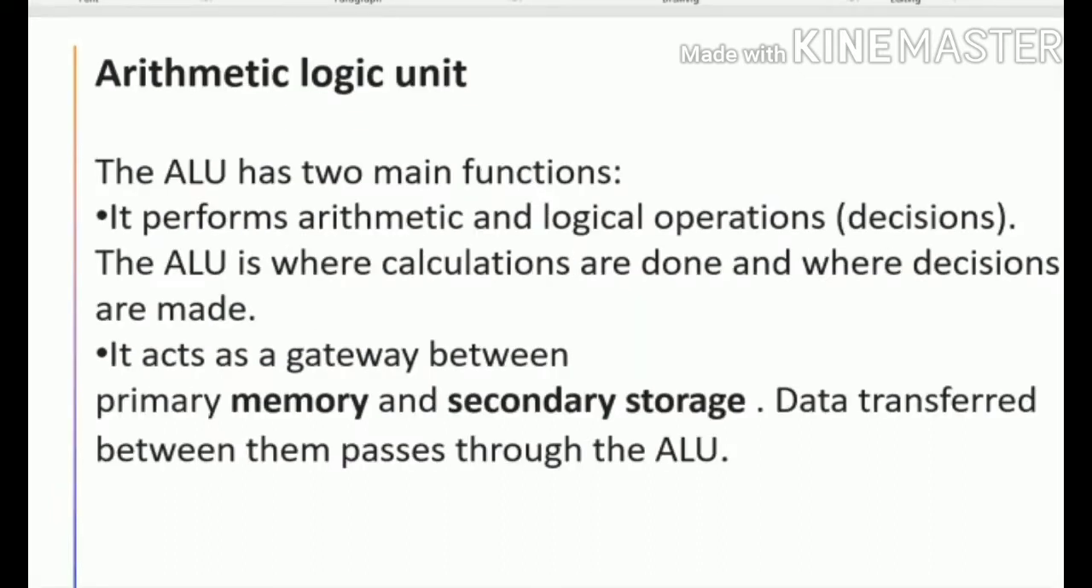Second is the Arithmetic Logic Unit, or ALU. The ALU has two main functions. First, it performs arithmetic and logical operations and decisions. The ALU is where calculations are done and where decisions are made. It also acts as a gateway between primary memory and secondary storage. Data transferred between them passes through the ALU.